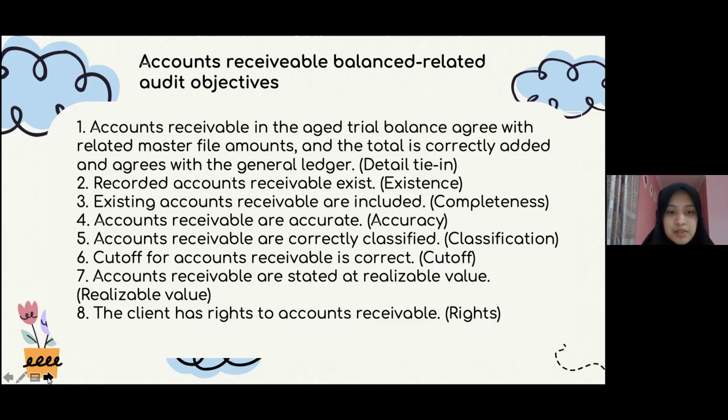Fifth, accounts receivable are correctly classified, or classification. Sixth, cutoff for accounts receivable is correct, or cutoff. Seventh, accounts receivable are stated at realizable value. We call it realizable value. And the last, the client has rights to the accounts receivable. We call it rights.